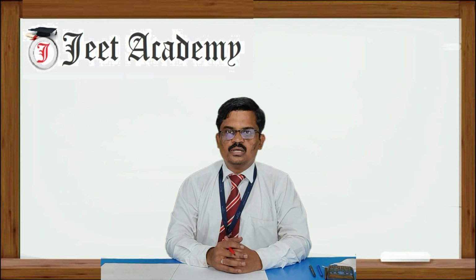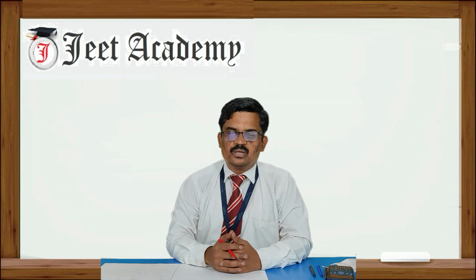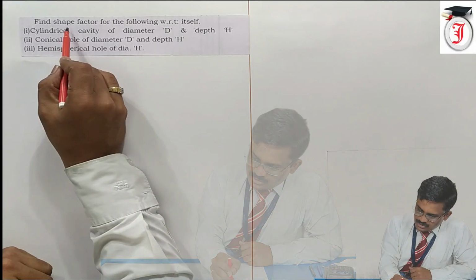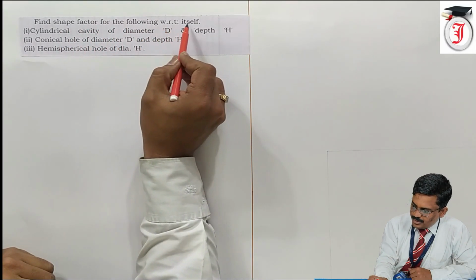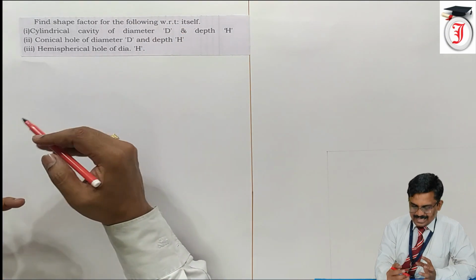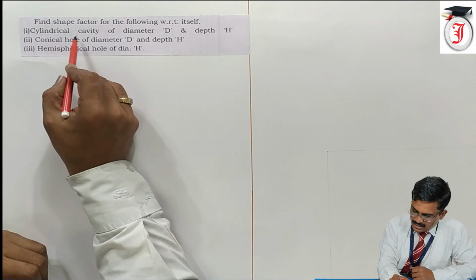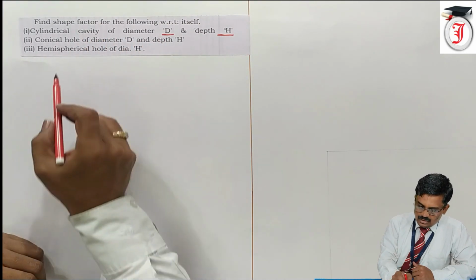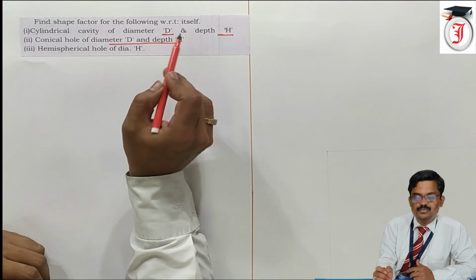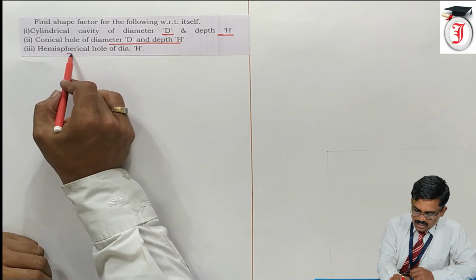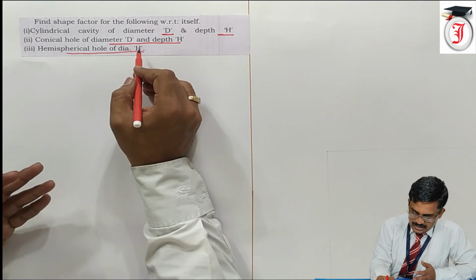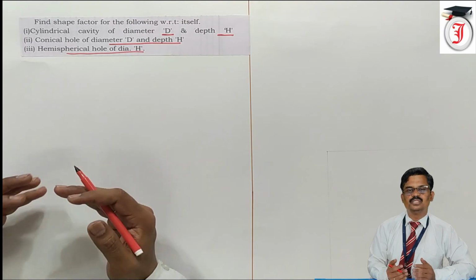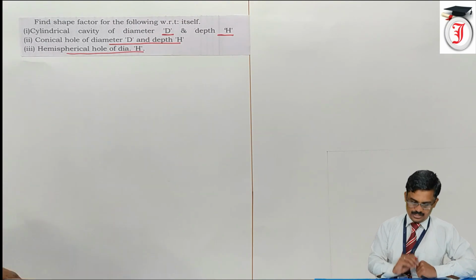Hello students, now in this video we will continue with numericals on shape factor. Find shape factor for the following with respect to itself. So three conditions are given. Cylindrical cavity of diameter d and depth h is given. Then conical hole of diameter d and depth h is given, and hemispherical hole of diameter h is given to us, and we have to calculate shape factor of these geometries with respect to itself.